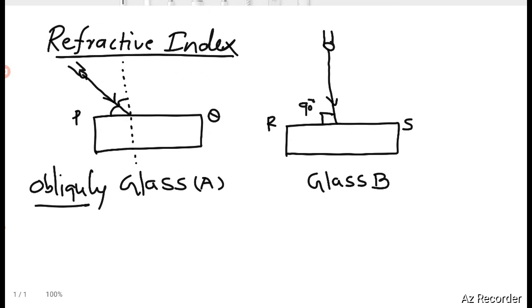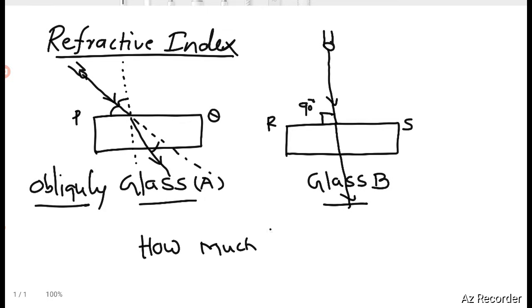Now in both the cases, how does light bend, how much is light bending? Here light goes in a straight way. Here light actually has to go in this way, but it goes somewhat differently, in this direction. This much it is deflected. I hope you understand. In glass A and glass B, the situation is this: here light is not bending, here light is bending. Then how much light bends? That is called refractive index.